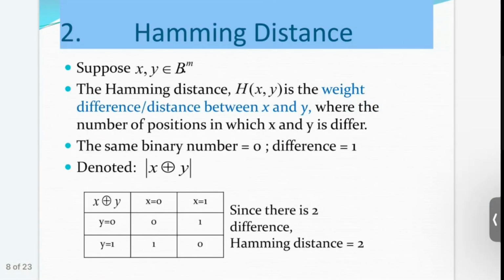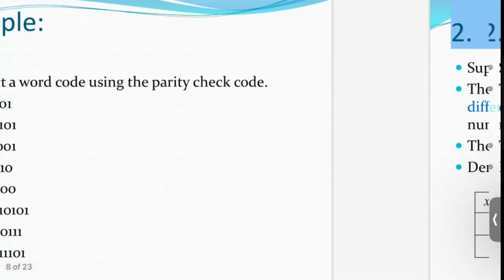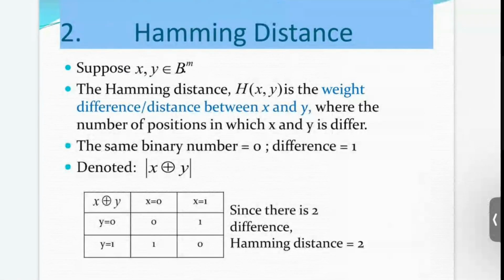Next is Hamming distance. Any question for the previous part? No? Okay, good.